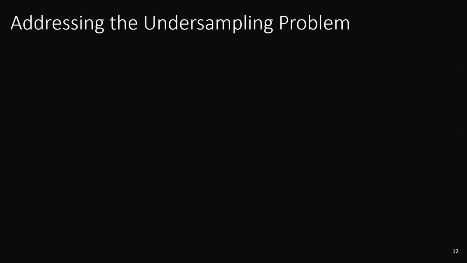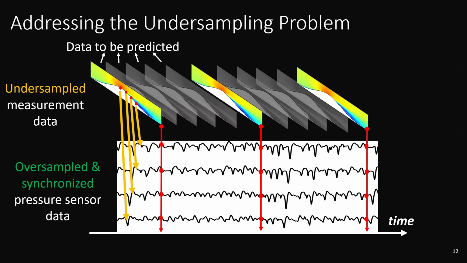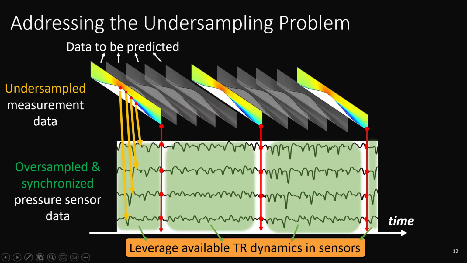All right, so I'm going to address this undersampling issue. So we begin with a time series of PIV measurement data, and the snapshots in gray are the ones we want to predict. How do we do this? We use pressure sensor information at the wall, so these are the 4 dots you see in the first colored image, and we oversample them. So I mentioned that these pressure sensors can be time resolved, so they have really fast sampling rates. So we sample those and synchronize them with the images, as denoted by the vertical red lines.